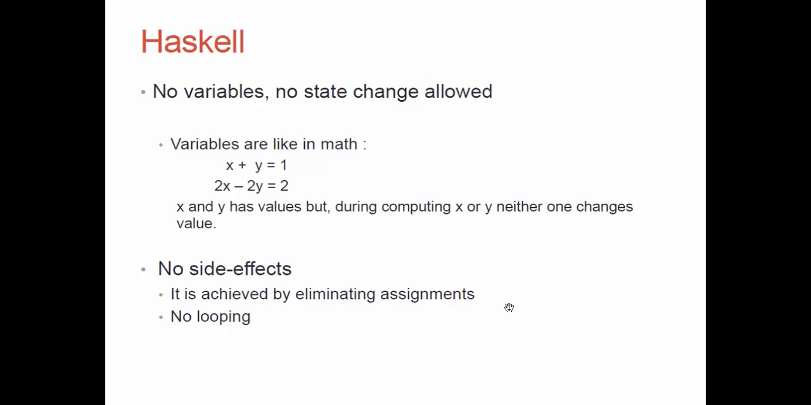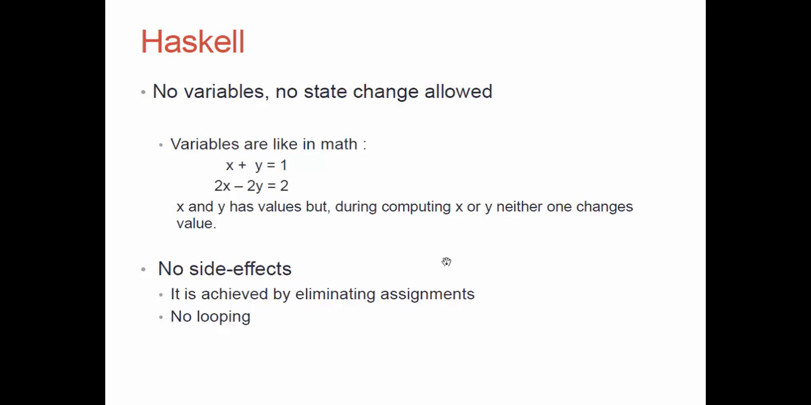We have variables, but they are like in math. In a system of equations, x plus y equals 1, 2x minus 2y equals 2. When we solve this system of equations, we get one x value and one y value. More than that, during the computation, neither x nor y has value changes. So this is the power of functional programming language and Haskell programming language.